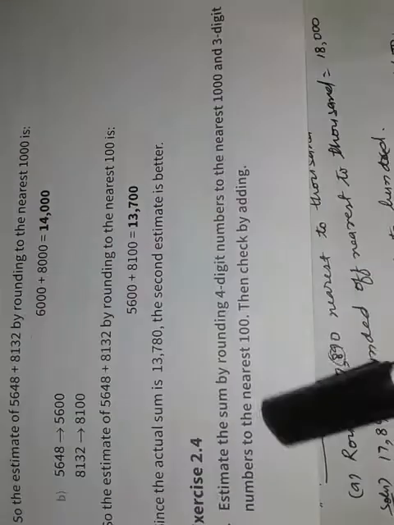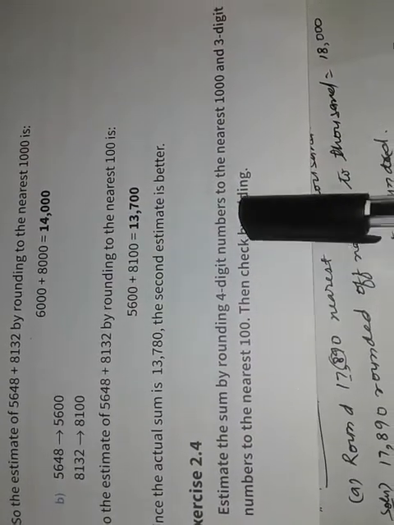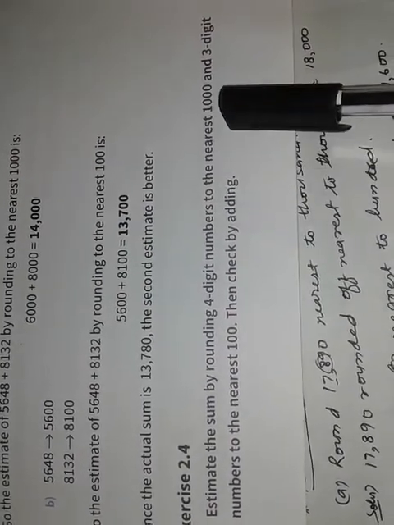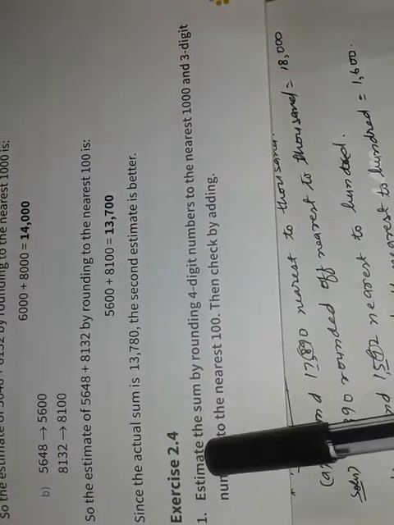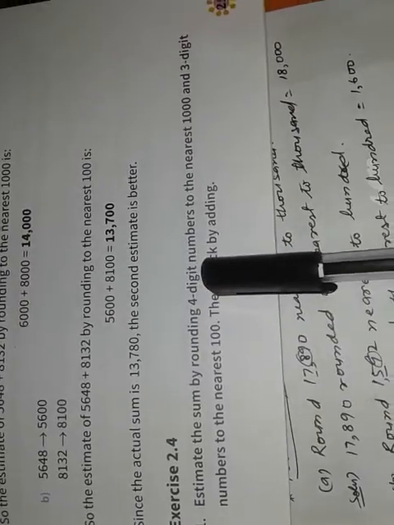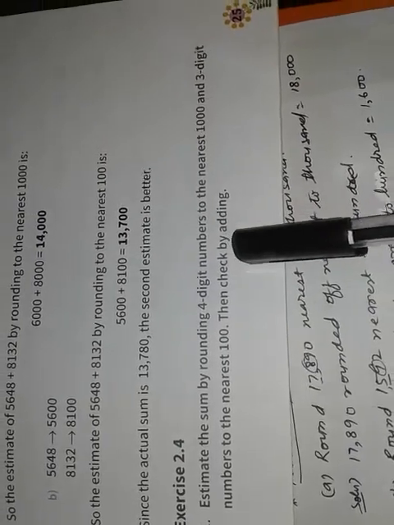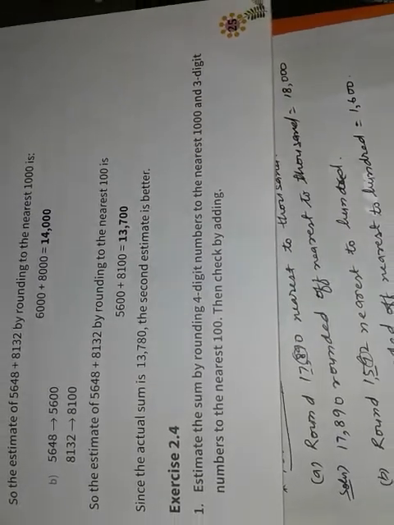Now we start exercise 2.4. Read question number 1. Estimate the sum by rounding a 4-digit number to the nearest 1000 and a 3-digit number to the nearest 100. Then check by adding. First of all, we have to estimate the sum by rounding the 4-digit number to the nearest 1000 and the 3-digit number to the nearest 100, and then we have to check it by simply adding.